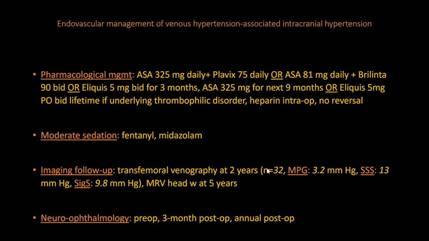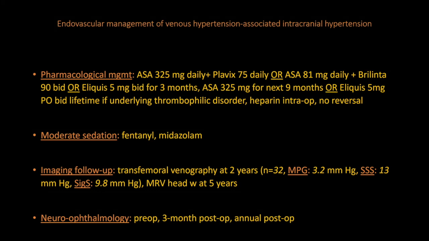I have had 32 patients we have followed up with a 2-year venogram, and our mean pressure gradient has been fairly low, 3.2, and the mean pressure in the sagittal sinus 13 and close to 10 in the sigmoid sinus. The patients who conclude this follow-up are then followed with an MR venogram at 5 years, and I'm planning to do this every 5 years.